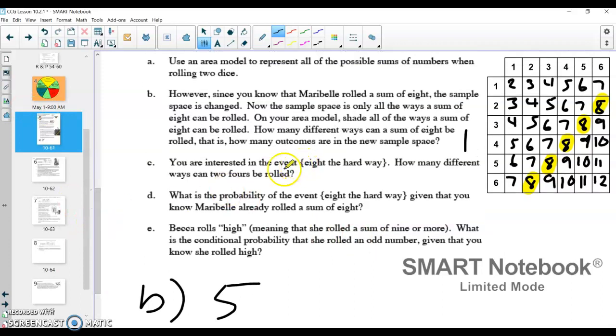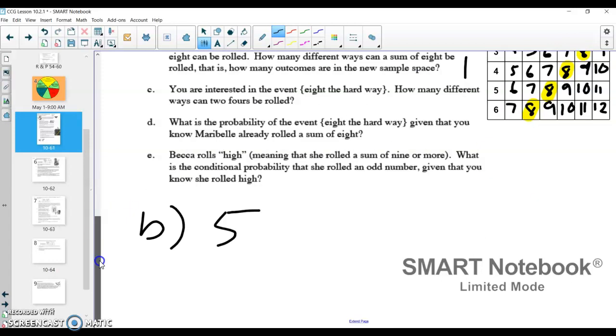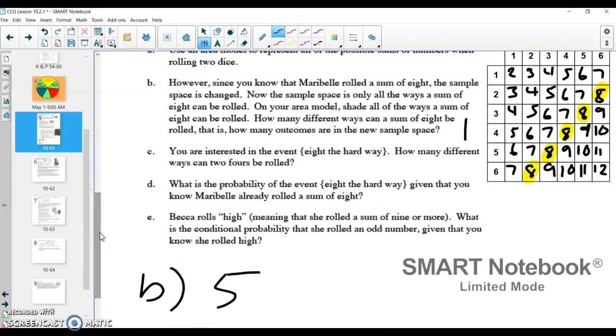All right, well, we'll go into C here. You are interested in the event of 8 the hard way, which means you have to roll 2 4s. How many different ways can 2 4s be rolled? Well, there's only one way that 2 4s can be rolled. If you roll a 4 and another 4, you would get an 8. So there's only one way that you can roll 2 4s, and that would be to get a sum of 8. Okay? So that's the part C.